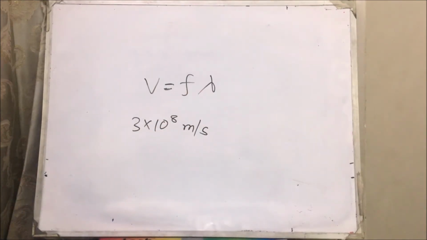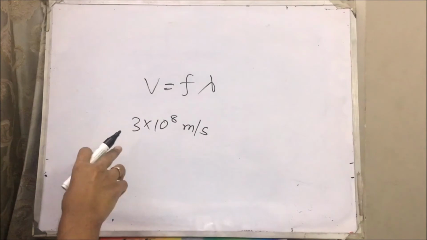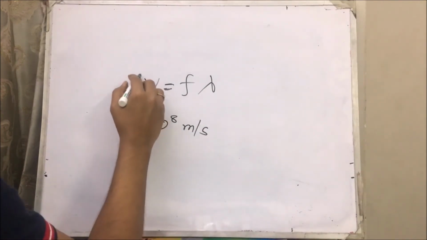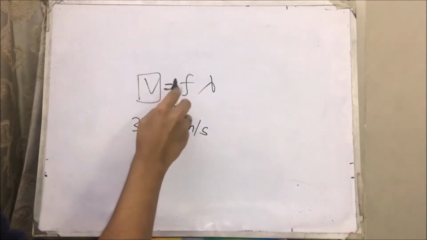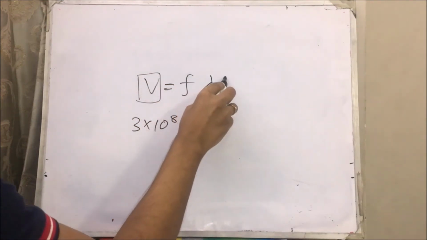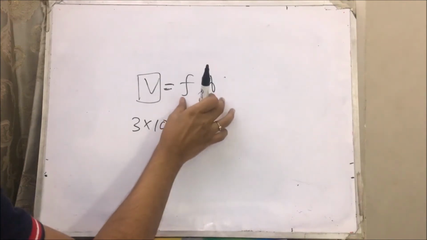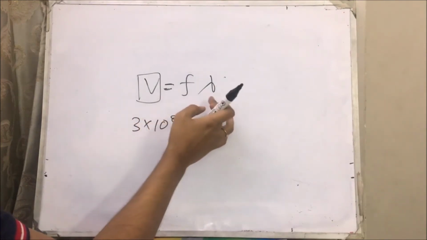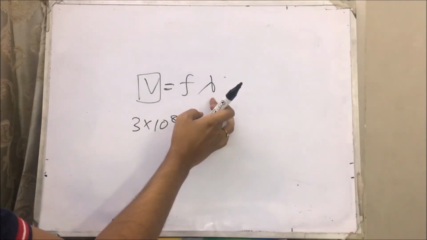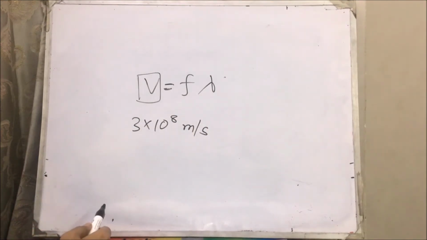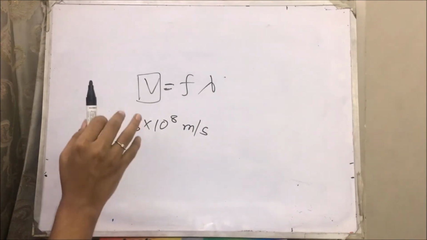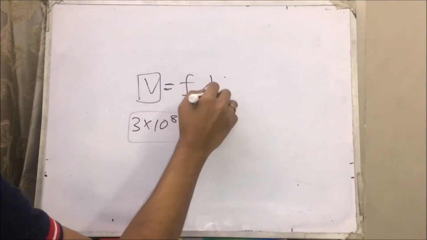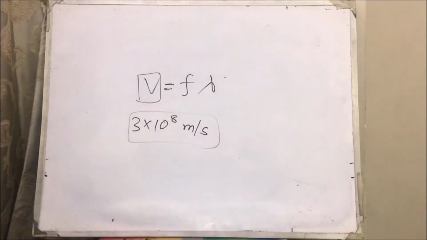Okay. Now, although these waves all have the same speed, they don't have the same frequency. So this speed is fixed. So if you increase the frequency, the wavelength must decrease so that they balance each other out to give you the same result, 3 into 10 to the power 8. If you increase the frequency, and if lambda doesn't decrease, then the value of the speed will change. But we know that electromagnetic waves have the same speed in air or vacuum. So if F increases, lambda decreases. If F decreases, lambda increases.